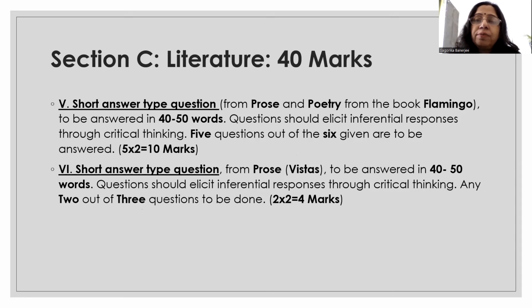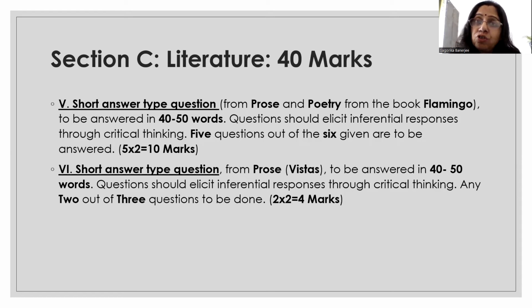Question number 5 and question number 6 will be short answer type questions. Now, question number 5 will be short answer type questions taken from prose and poetry section of the book Flamingo. And these questions are to be answered in 40 to 50 words. Questions should elicit inferential responses through critical thinking. 5 questions out of 6 will be given, means 6 questions will be given. You have to do only 5. And the marks allocated will be 2 marks each question. That is 5 into 2 will be 10 marks.